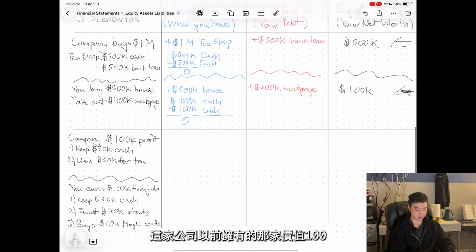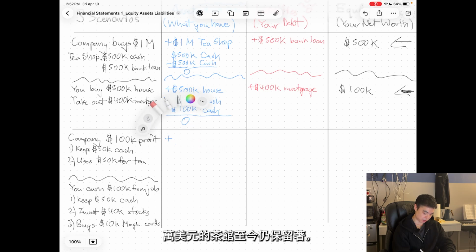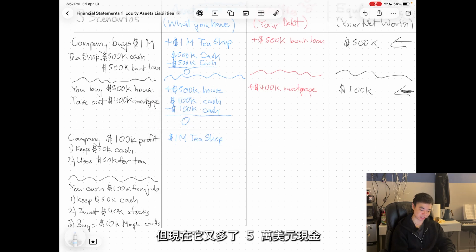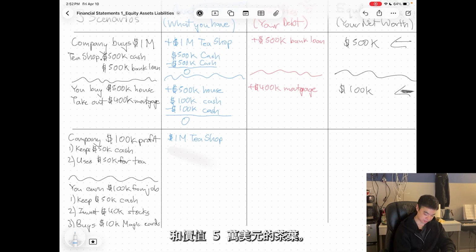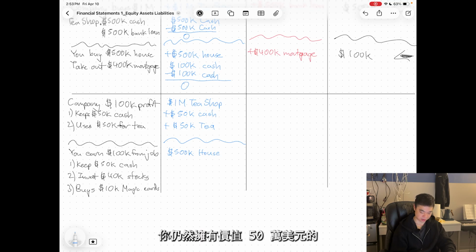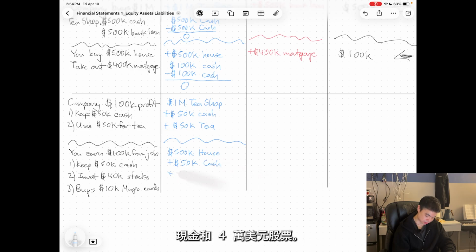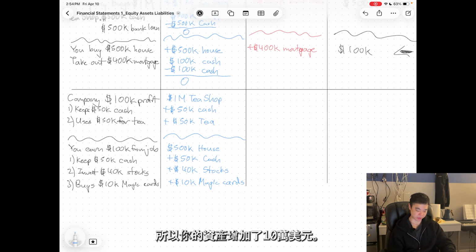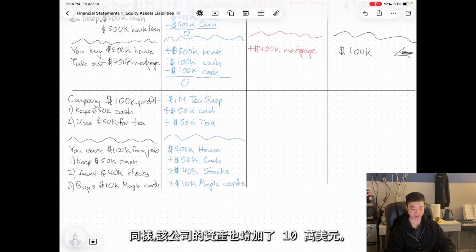The company from before still has that $1 million tea shop, but now it has an additional $50,000 in cash and $50,000 of tea. You still have your $500,000 house, but now you have an additional $50K in cash, $40,000 in stocks, and $10,000 in Magic the Gathering cards. So your assets have increased by $100,000. Similarly, the company's assets have also increased by $100,000.